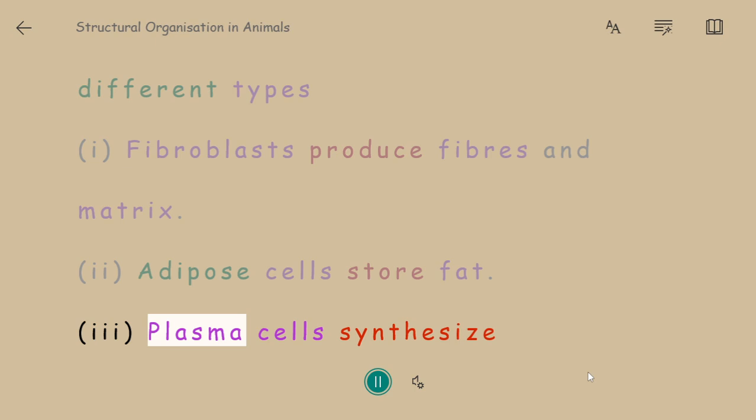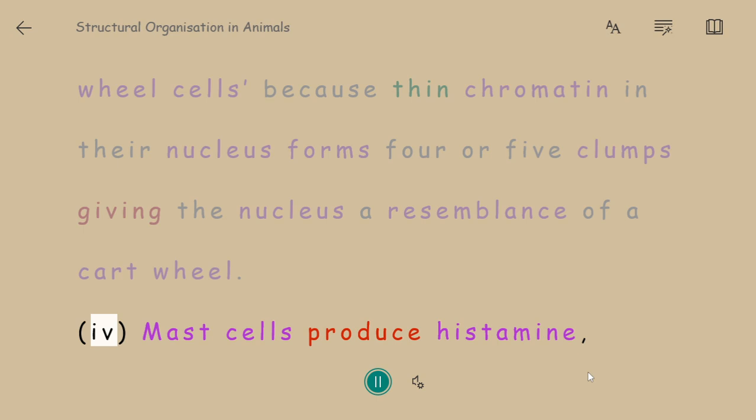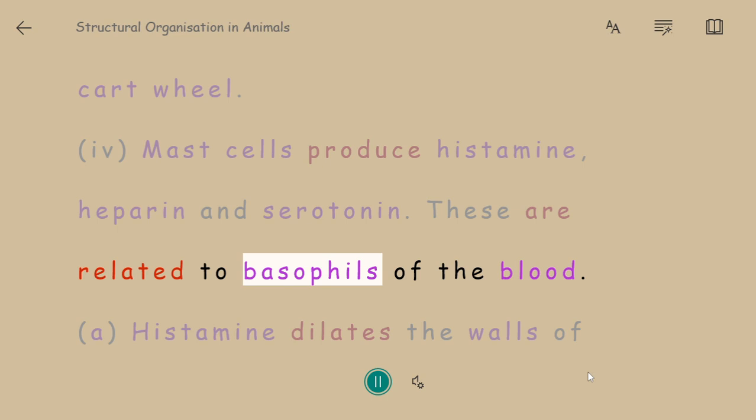Plasma cells synthesize antibodies. These are also called cartwheel cells because thin chromatin in their nucleus forms 4 or 5 clumps, giving the nucleus a resemblance of a cartwheel. 4. Mast cells produce histamine, heparin, and serotonin. These are related to basophils of the blood.